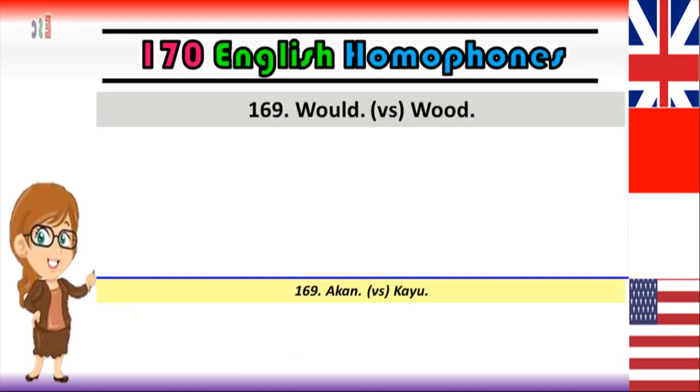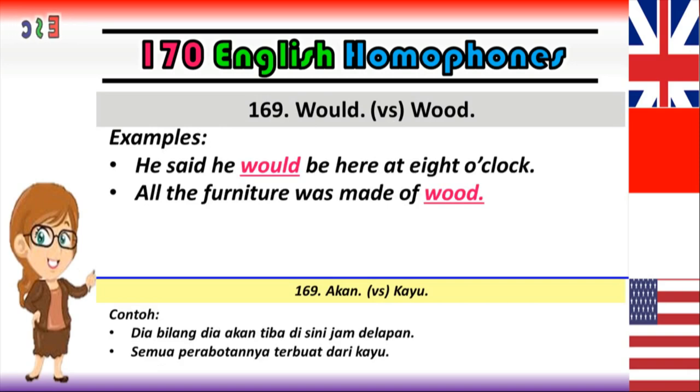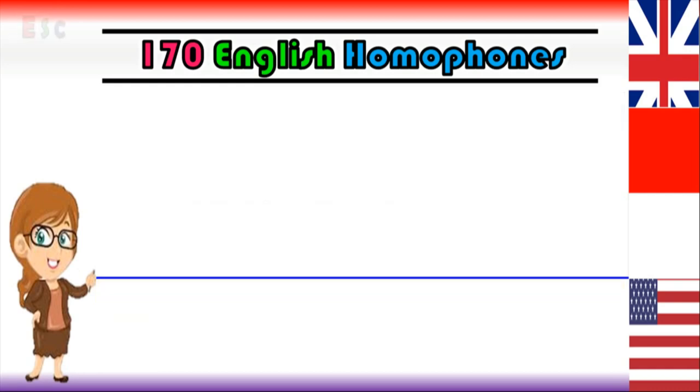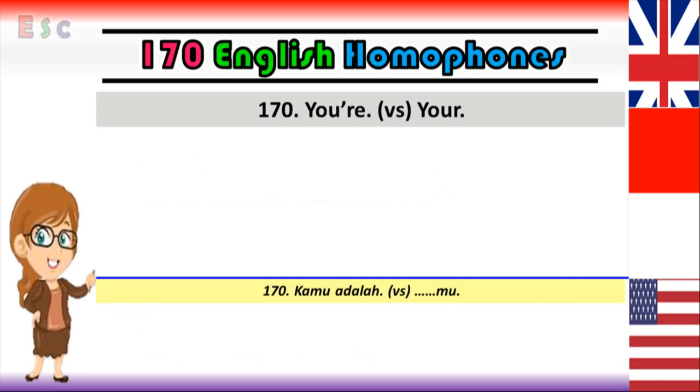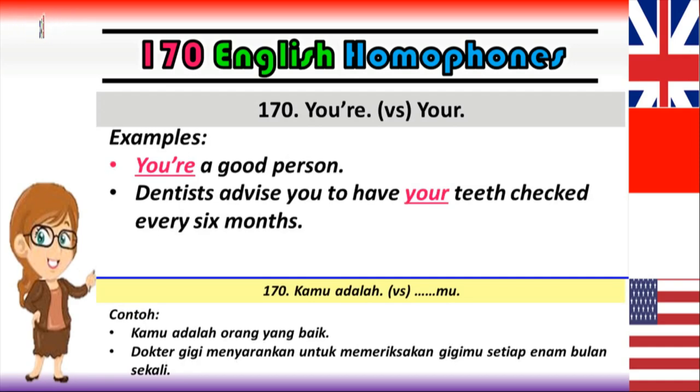169. Would versus wood. Examples: He said he would be here at 8 o'clock. All the furniture was made of wood. 170. You're versus your. Examples: You're a good person. Dentists advise you to have your teeth checked every 6 months.